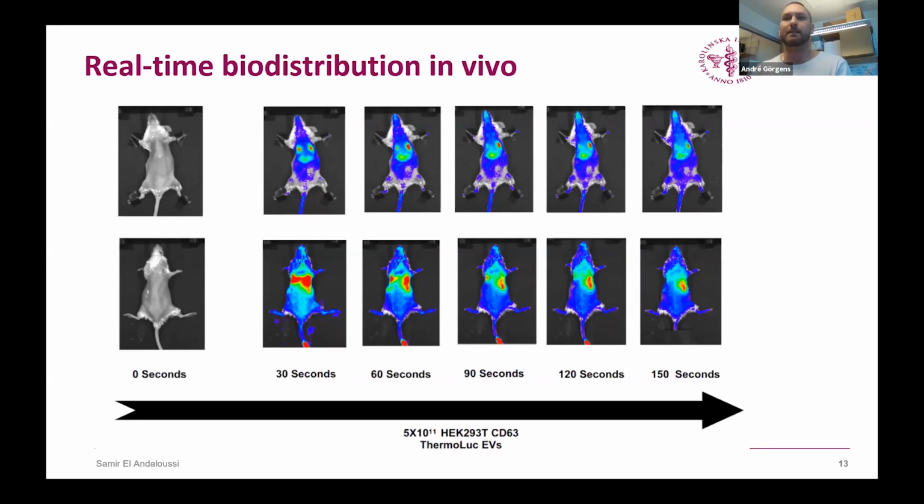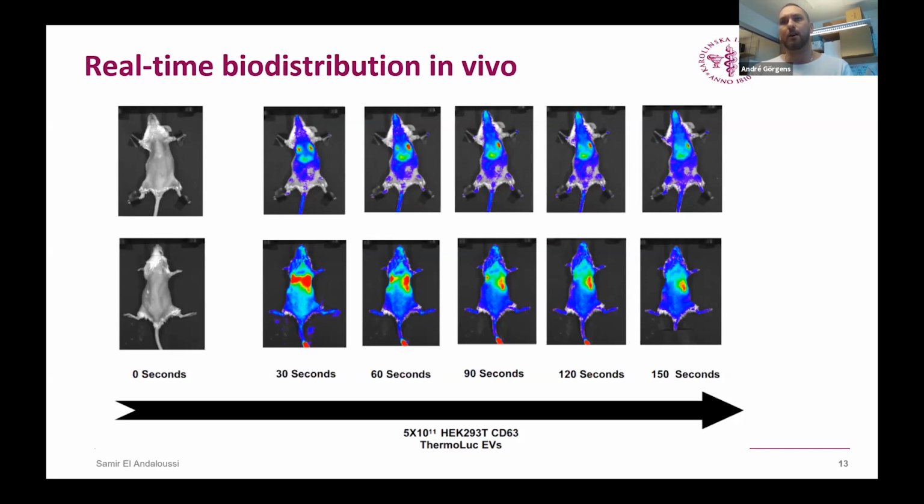And as you can see, there is a very rapid uptake into lungs that then distribute to liver and spleen, very similar to what we saw with NanoLuc EVs. And in the bottom, you can see the dose that we used. In this case, it's HEK293 derived vesicles. So we know how the distribution looked. The distribution is quite body-wide, but it is, as usual with non-viral vectors, primarily liver, spleen, and lungs that take up EVs.